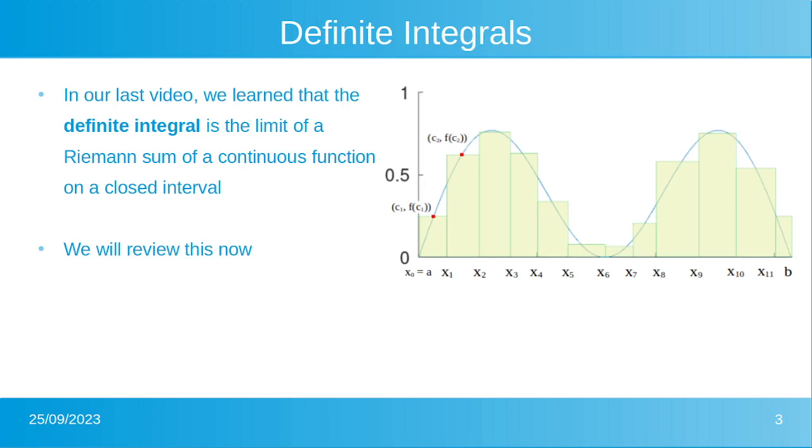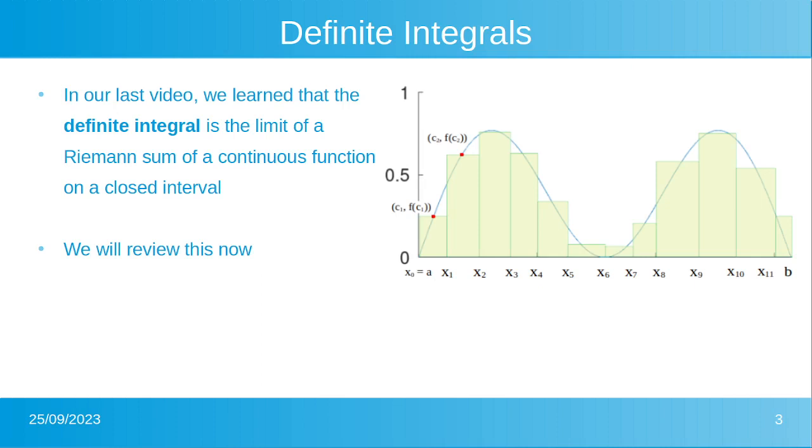If we have a look at the plot on the right hand side of the screen, here we have the plot of a continuous function y is equal to f of x, highlighted in blue. That's being plotted on a closed interval from x is equal to a to x is equal to b. What we want to do is construct a Riemann sum from this function. So the first thing that we do is we divide up or partition our interval from a to b into a number of sub-intervals. You can see that we've done this on the plot here.